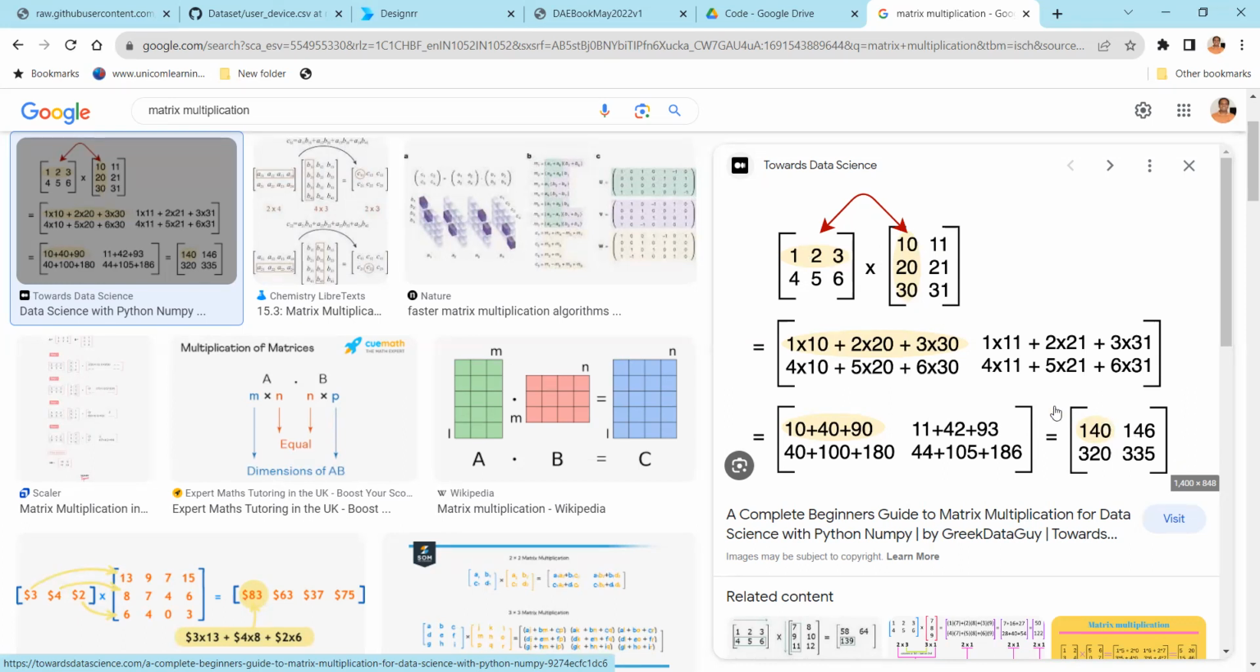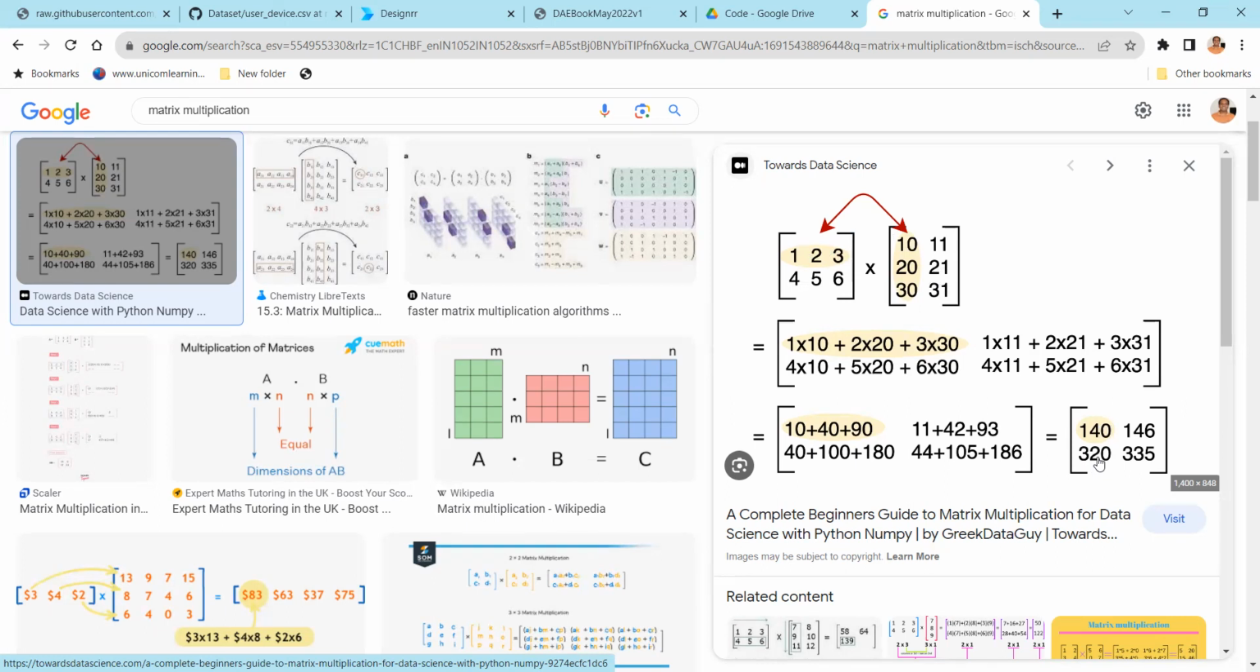Now this is your first row, second column. So the product sum of the first row into the second column. So it's going to be 1 into 11 plus 2 into 21 plus 3 into 31. 11 plus 42 plus 93, so 146.